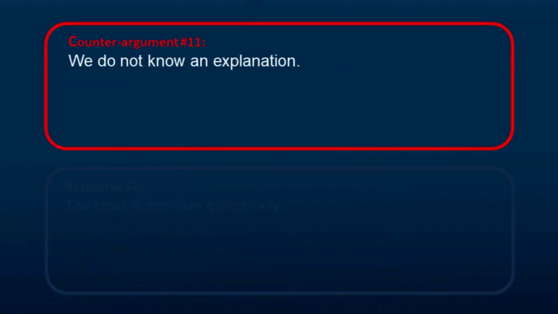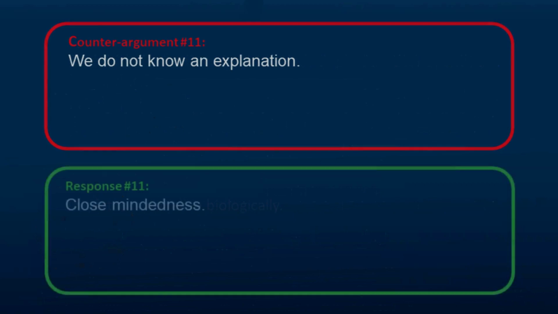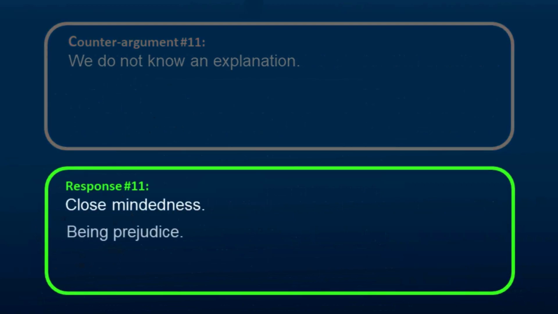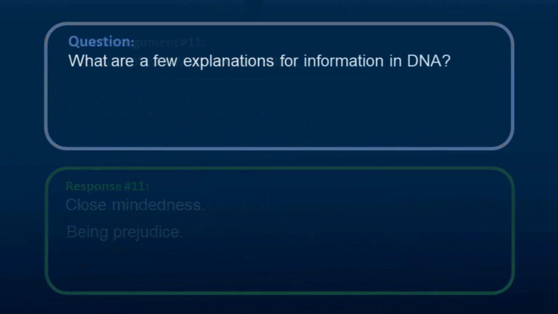Another counterargument is that we do not know an explanation. This is closed-mindedness and being prejudiced against the God hypothesis. One possible explanation is the God hypothesis, and it must be taken into consideration if we are going to be open-minded and intellectually honest. Question: what are a few proposed explanations for the information in DNA?